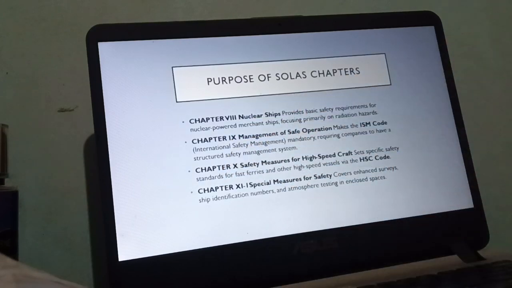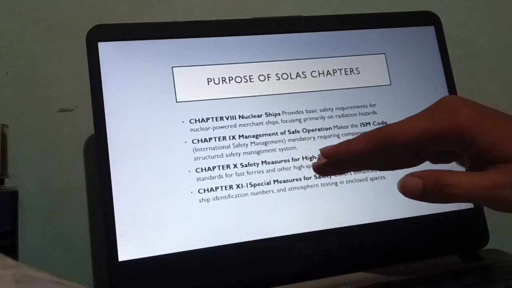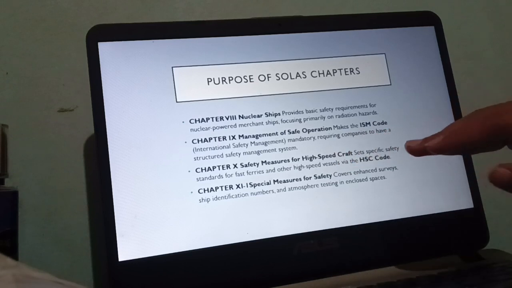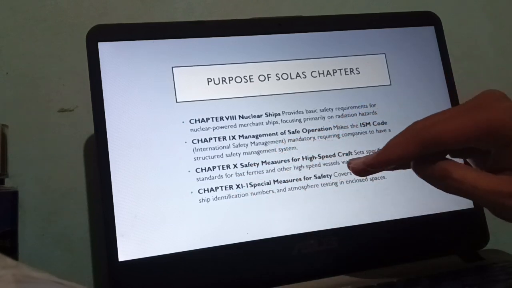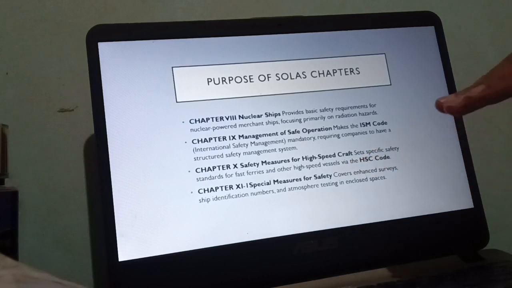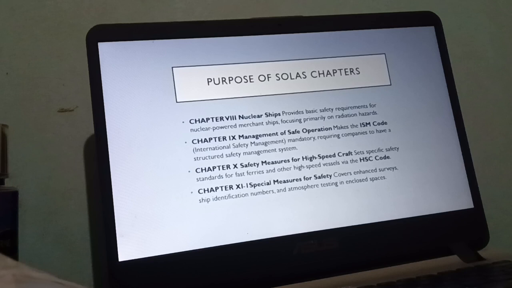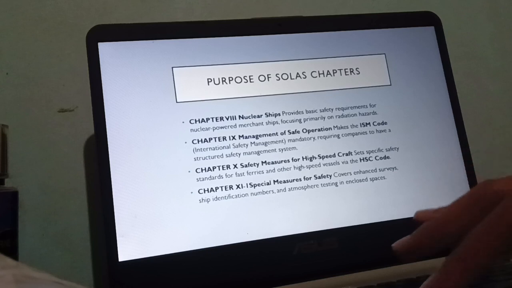safety management system. In chapter 10, safety measures for high-speed craft, it sets specific safety standards for fast ferries and other high-speed vessels via the HSC Code. In chapter 11-1, special measures for safety covers enhanced surveys, ship identification number, and atmosphere testing in enclosed spaces.